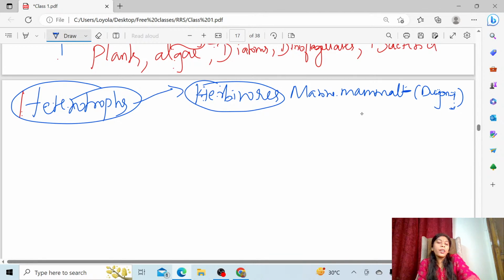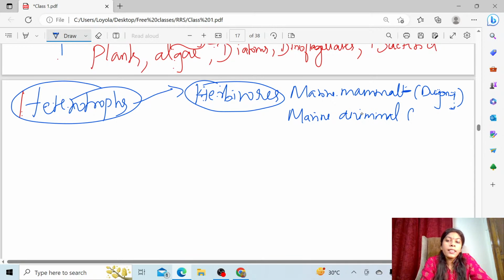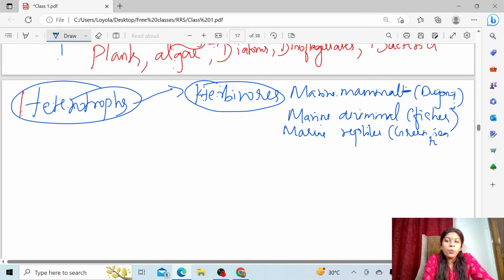So the dugong will feed only on sea grasses if you see them. So they are herbivores. Okay. Then even marine animals are also herbivores in nature. For example, some fishes. You take parrotfish. They eat only phytoplanktons. They don't feed on zooplankton. Same way, some marine reptiles are also herbivores in nature. Reptiles like the green sea turtles, they feed only on grasses.